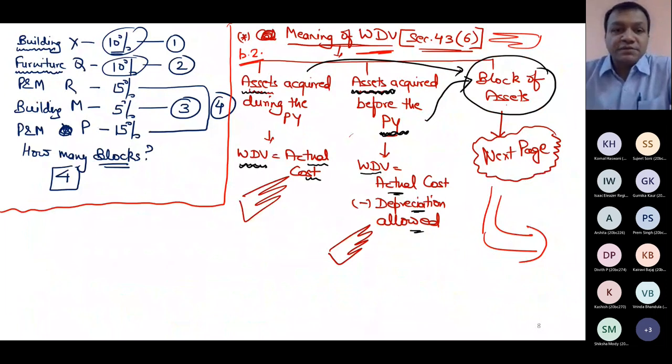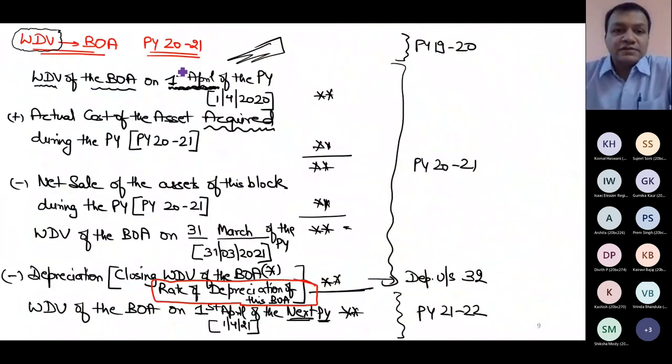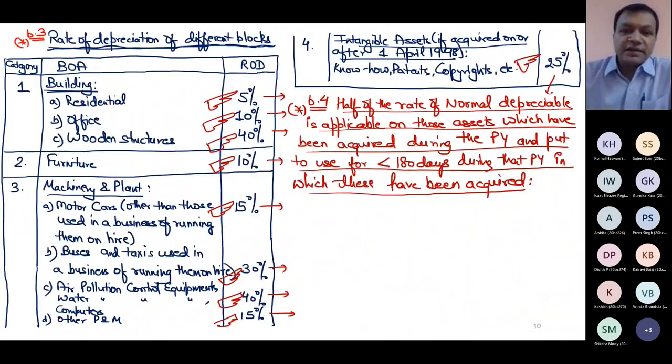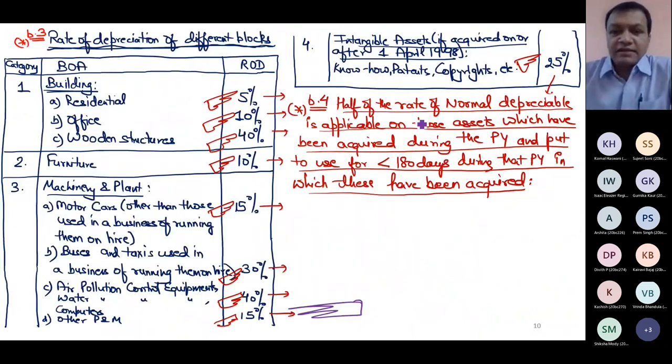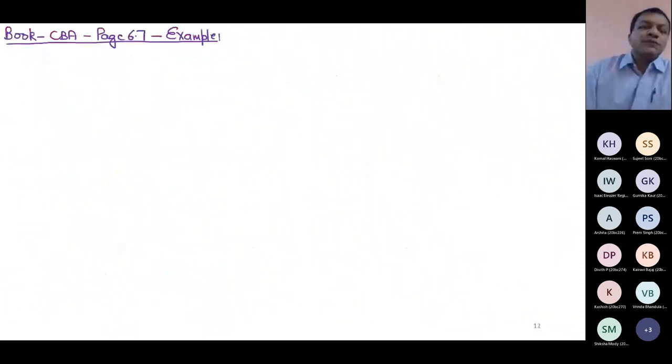So WDV is what? Simple. I will apply this calculation now. How to compute WDV, that's it. Rate I'm not supposed to learn because the question is directly giving me 15%. Additional depreciation I'm not supposed to apply. And this I will apply in the numerical. So technically all the points will be used. So what is my first step?